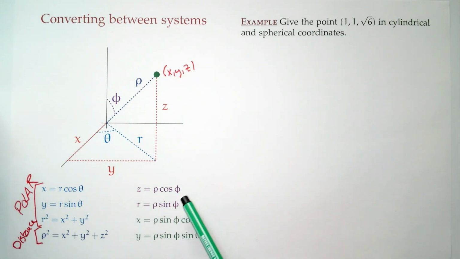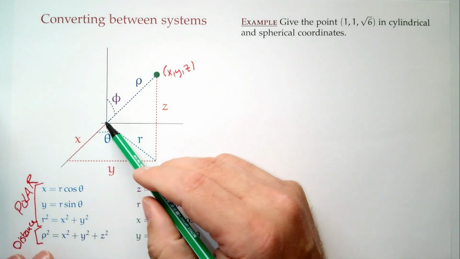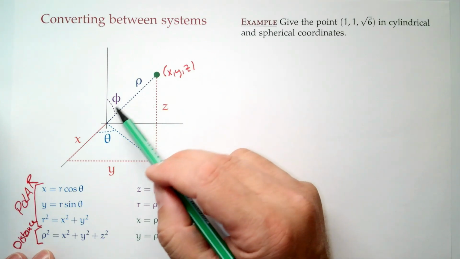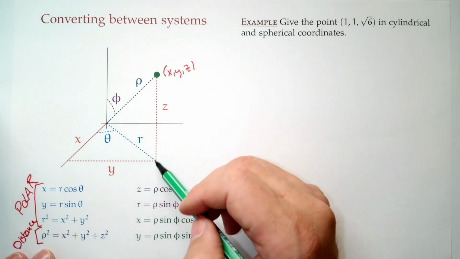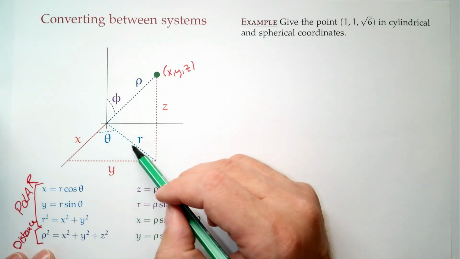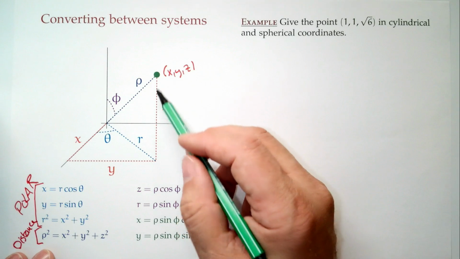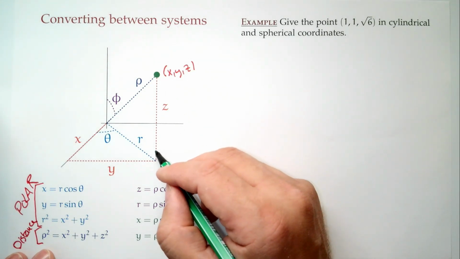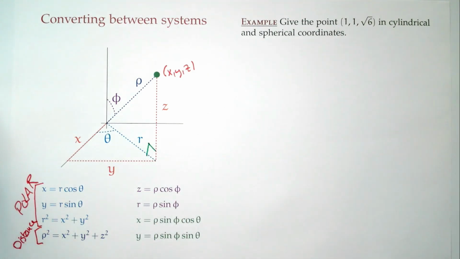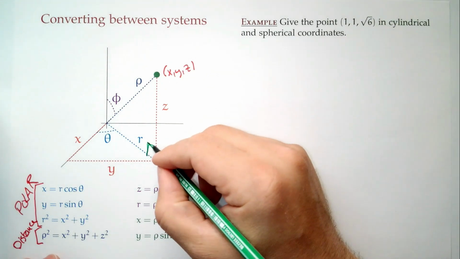z equals rho cosine phi, r equals rho sine phi. Now, here's the trick. Look at the triangle. It doesn't look like it, but that's just because of our angle. What's true about the angle between this line segment in the xy plane and this line segment coming up off the xy plane? It's a right angle, because if I'm coming off of the xy plane, I'm perpendicular to it. That's where z goes. It's perpendicular to the xy plane. So again, we have a right triangle.